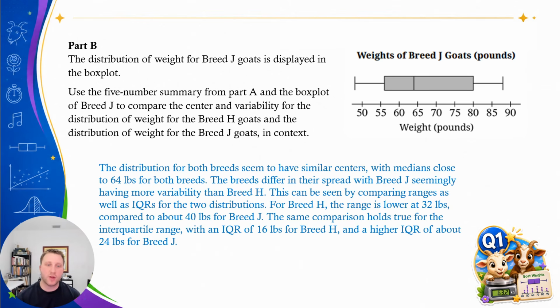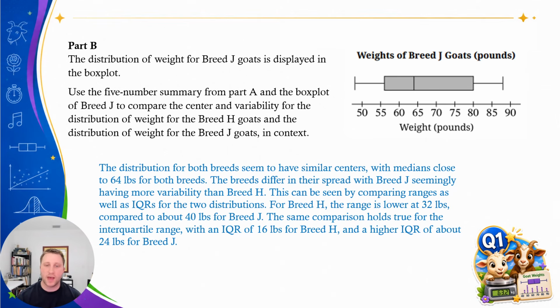And here's my answer. I said the distribution for both breeds seemed to have similar centers, with medians close to 64 pounds for both breeds of goats. The breeds differ in their spread or their variability, with breed J seemingly having more variability than breed H. This can be seen by comparing ranges as well as IQRs for the two distributions. For breed H, the range was lower at 32 pounds compared to about 40 pounds for breed J.